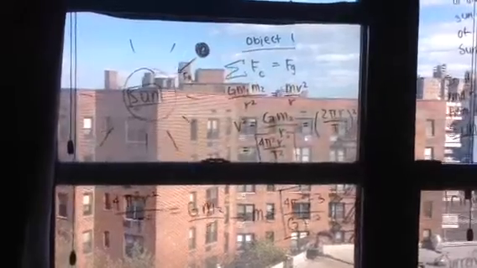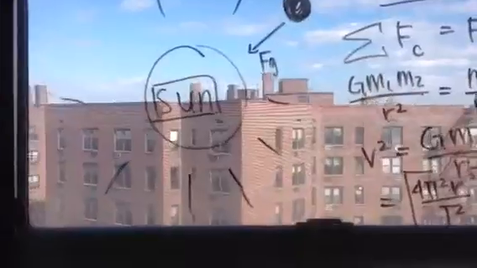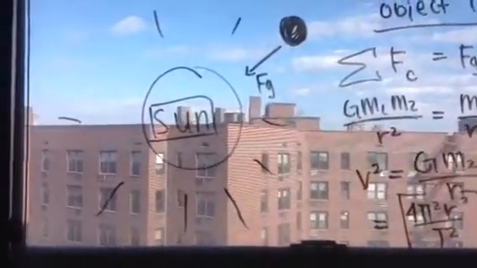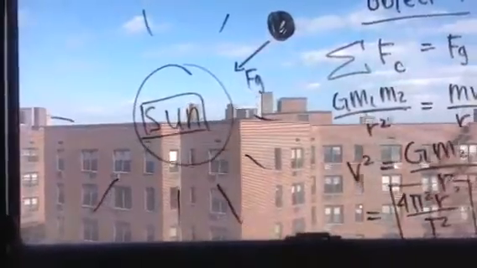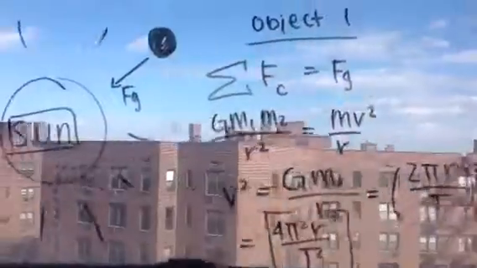Let's see how Kepler's laws can be used to determine the mass of the Sun. Look over here. We have an object orbiting the Sun. It's experiencing a force of gravity exerted by the Sun. And since it's the only force pointing towards the center, the centripetal force, or the sum of the centripetal forces, is equal to the force of gravity.